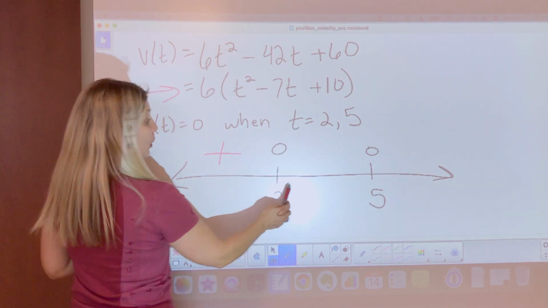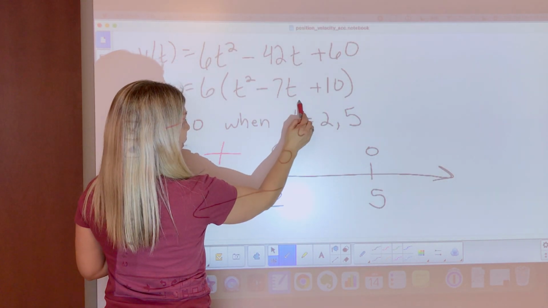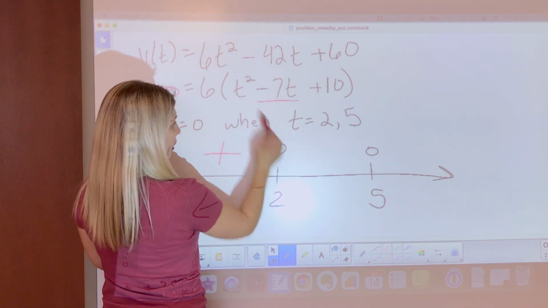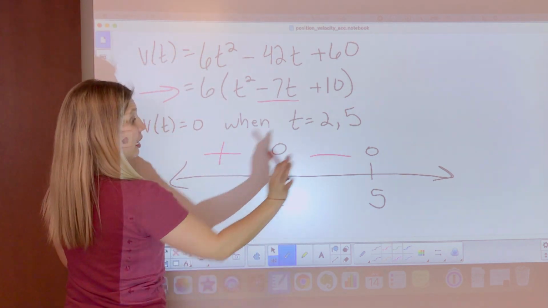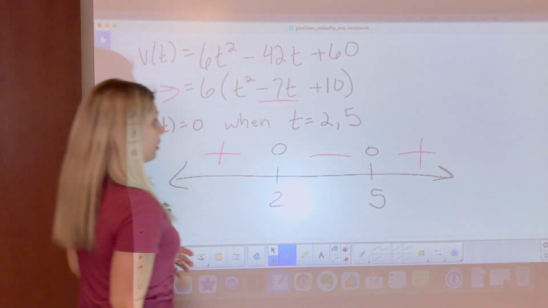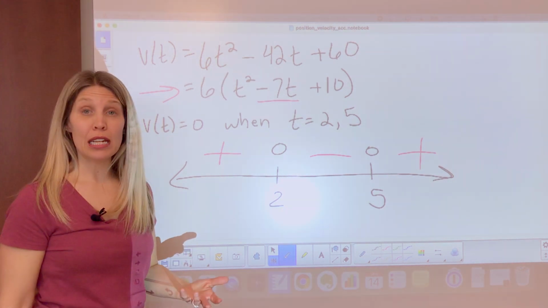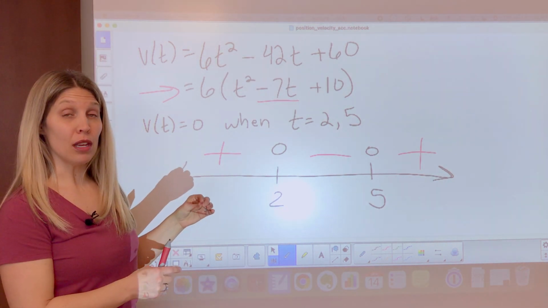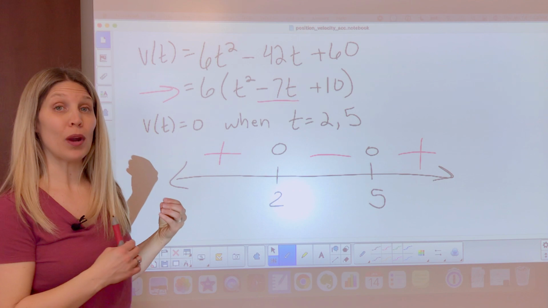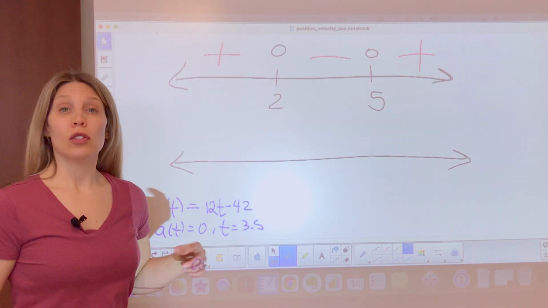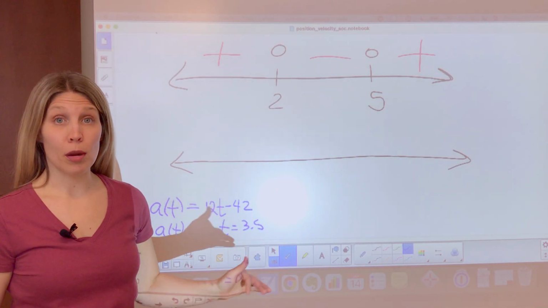If you plug in a number between 2 and 5, this piece here will actually be bigger than this, so this is going to be negative. And then any number after 5 will be positive. So now what we need to do is compare this to the number line analysis for when acceleration is 0. So now we're going to do our acceleration number line analysis.